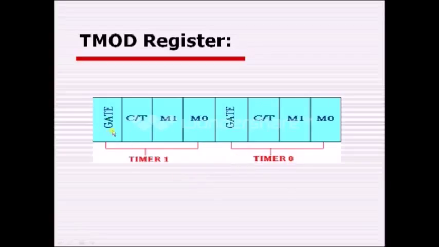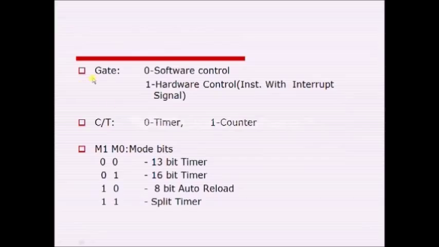Now let us see what is the functionality of each and every bit. Here the GATE bit and all these 4 bits are similar to these 4 bits, but these are used for timer 1 and these are used for timer 0. Let us see the importance of each bit. If this GATE bit is 0, it means we are using software control. It means we are controlling the timer with the help of software. Software is nothing but instructions. So with the help of instructions, I'm controlling the timer.